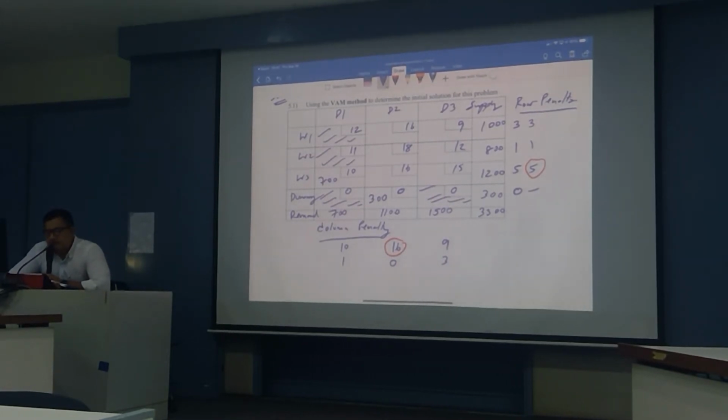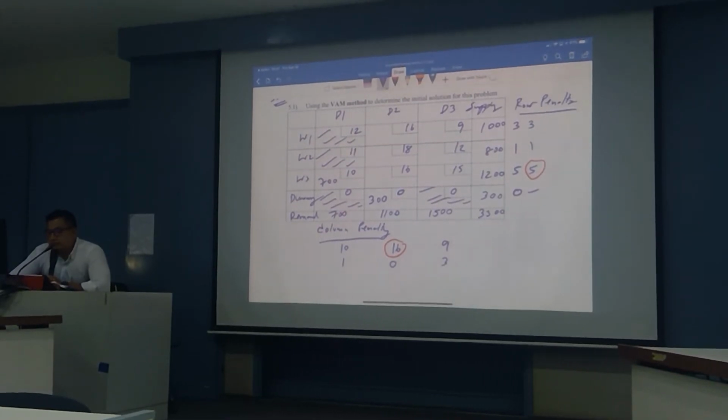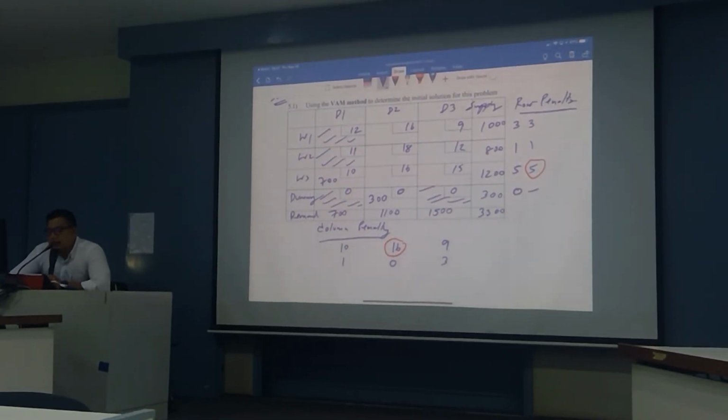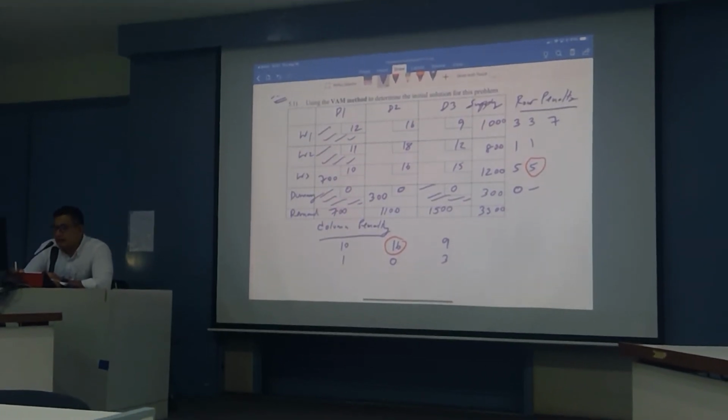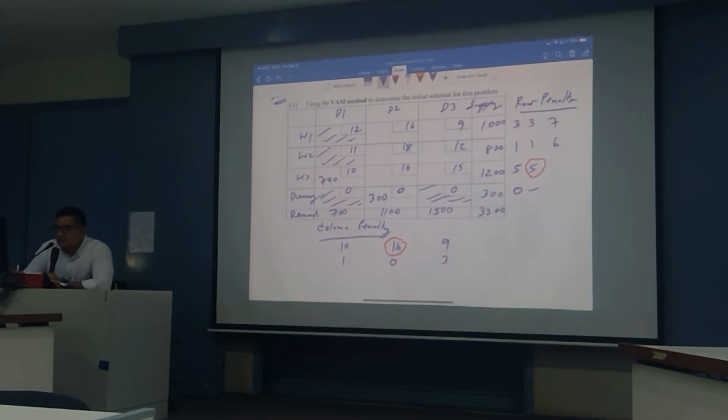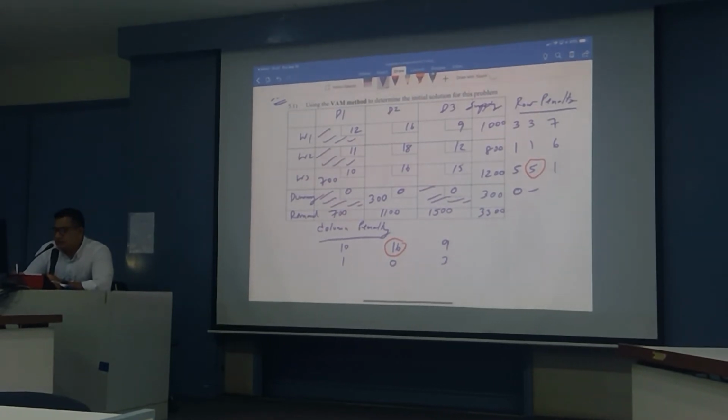So the process is we start again, right, for doing the penalty calculation. The first row, the two lowest costs going to change to 9 and 16, so difference is 7. Second row, 12 and 18, difference is 6. Third row, 15 and 16, difference is just 1.